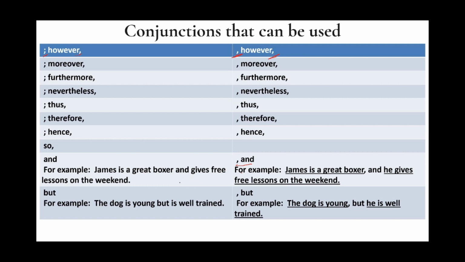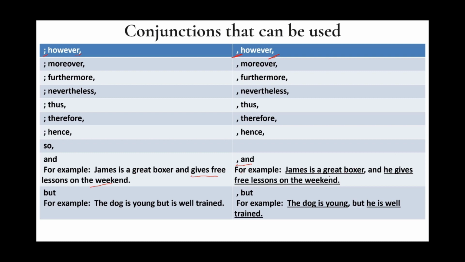and gives free lessons on the weekend. You don't need a comma before "and" in this case, because this part of the sentence is like a dependent clause. But if you look at this one, "James is a great boxer, comma, and he gives free lessons on the weekend." In this case, you need to use a comma because both of them are independent clauses.